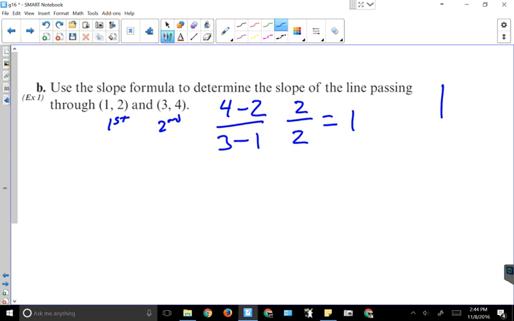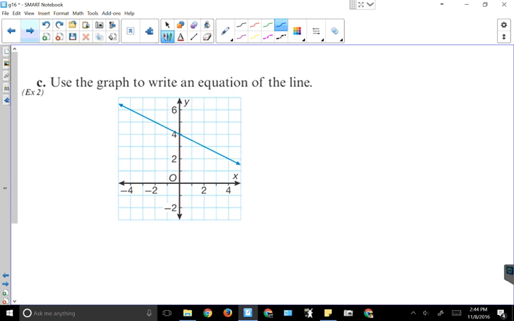Okay. Plug it in, write it out, show the work. Makes life a lot easier. So let's give this one a whirl. Okay? See if you can come up with this.